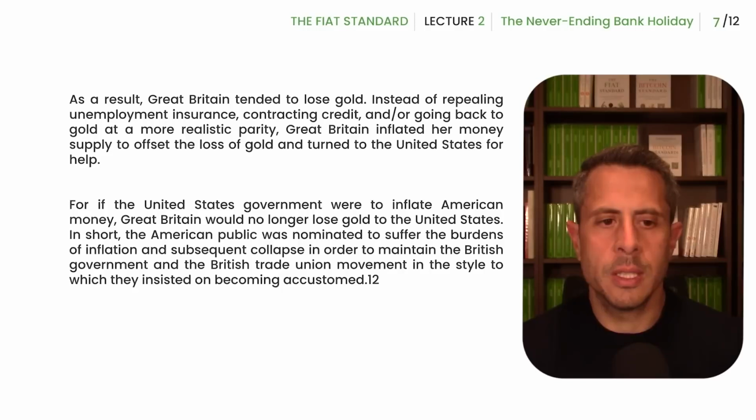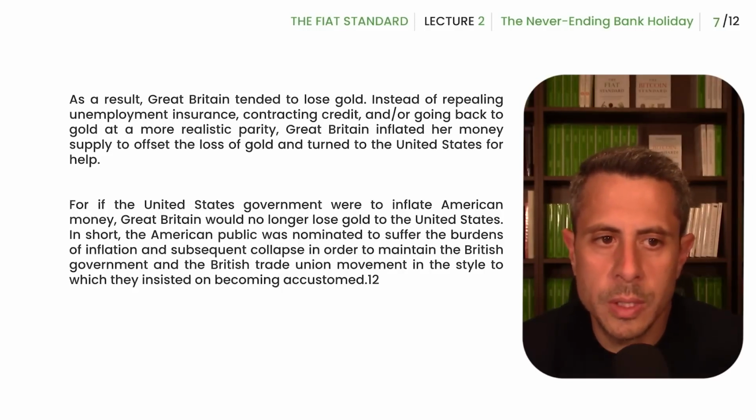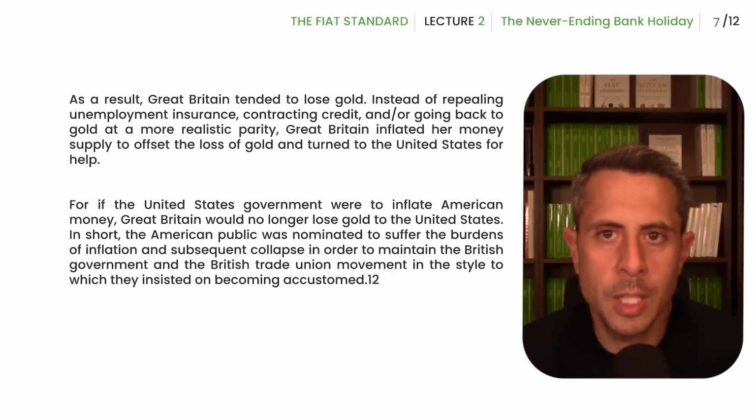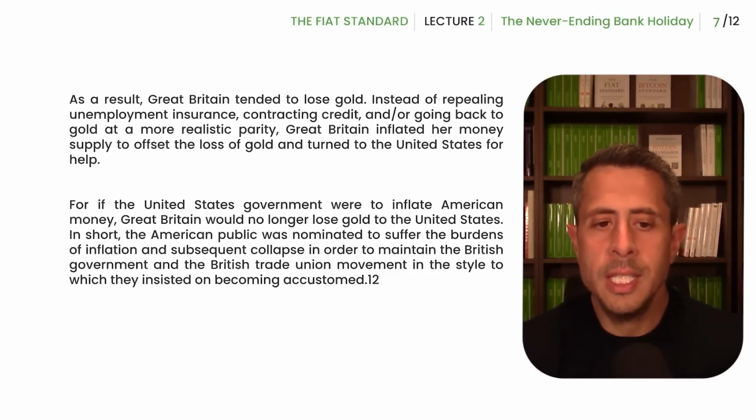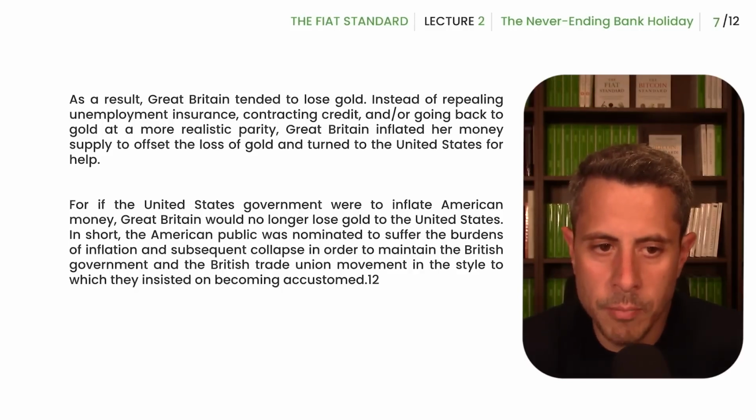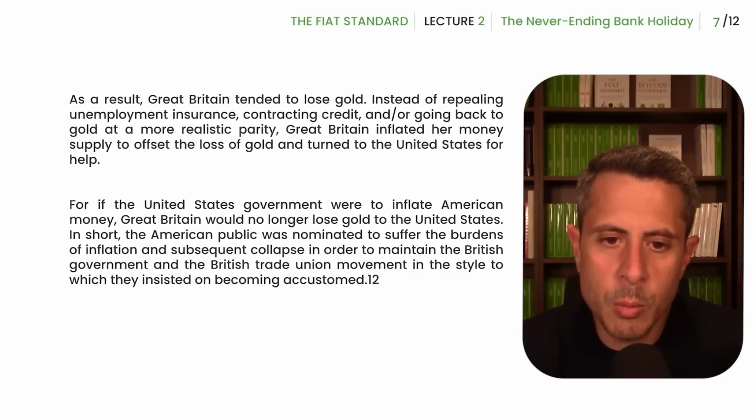So, as a result of this, Great Britain tended to lose gold. Instead of repealing unemployment insurance, contracting credit, and or going back to gold at a more realistic parity, Great Britain inflated her money supply to offset the loss of gold and turned to the United States for help. For if the United States government were to inflate American money, Great Britain would no longer lose gold to the United States. In short, the American public was nominated to suffer the burdens of inflation and subsequent collapse in order to maintain the British government and the British trade union movement in the style to which they insisted on becoming accustomed.